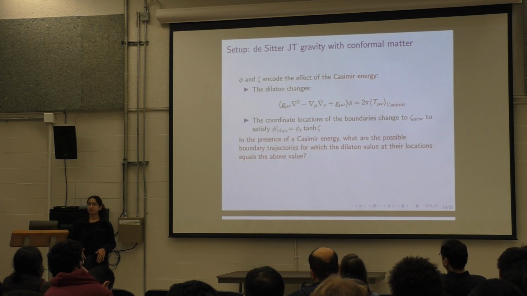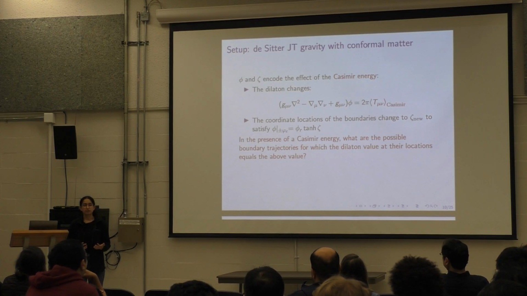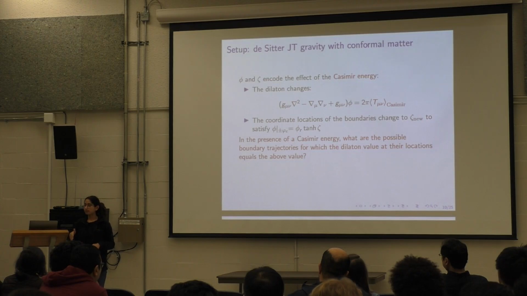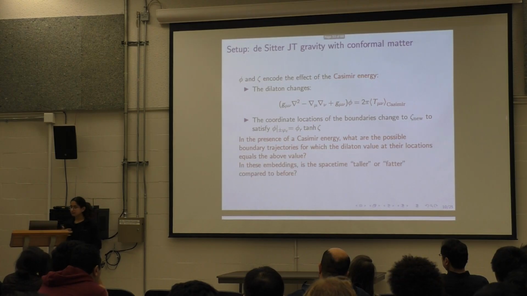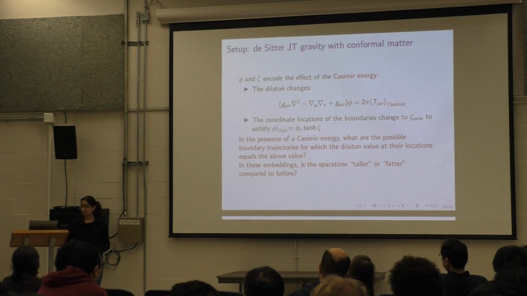So then we can state our question of interest more concretely, which is that in the presence of this Casimir energy, what are the possible boundary trajectories or boundary embeddings for which the dilaton value at the locations of the boundaries is equal to the value that we're fixing it to? So that's the question we're interested in asking now. And then in all of these embeddings, is the space-time taller or fatter compared to before?